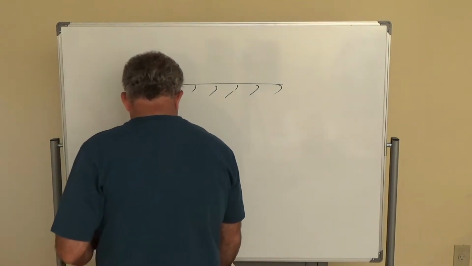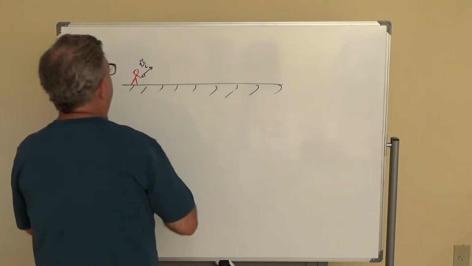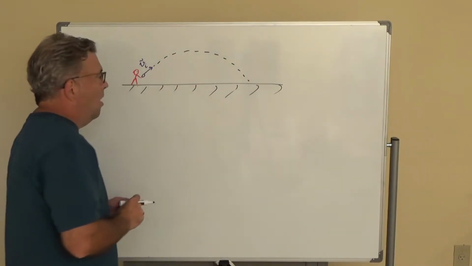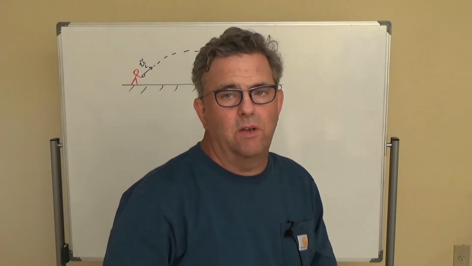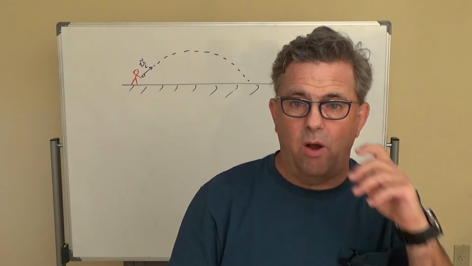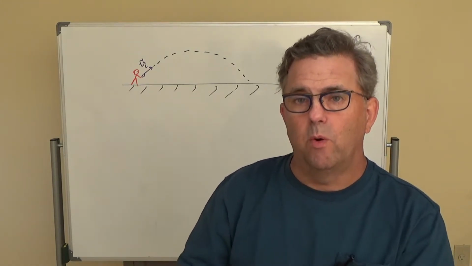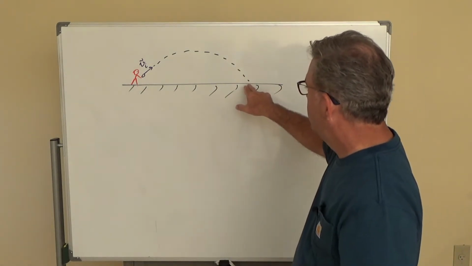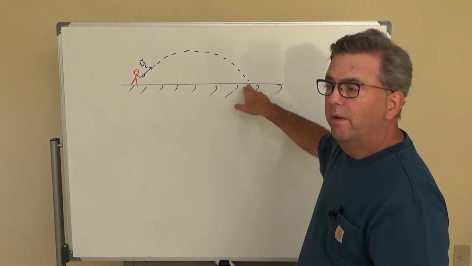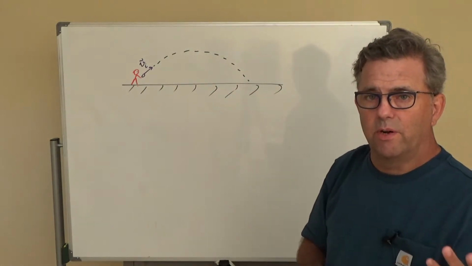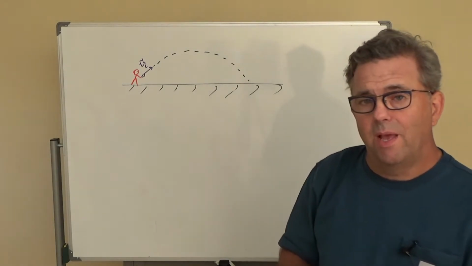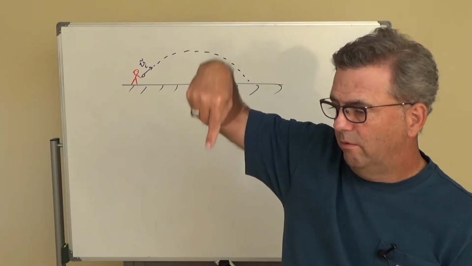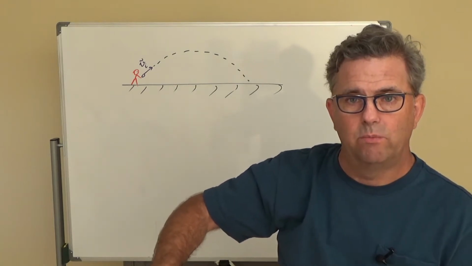It makes a trajectory that is something like this. And all along that path, the only thing acting on the object, until it touches down and impacts the ground over here somewhere, is the acceleration due to gravity. And we already know that acceleration due to gravity is vertical and pointed down.